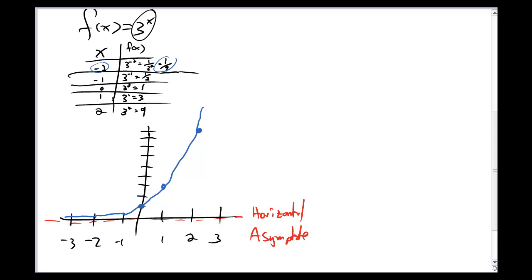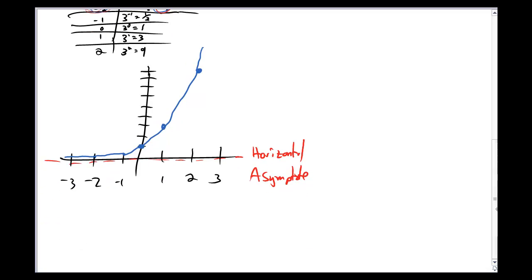I never get below 0 because every time I plug in more and more negative numbers, it gives me a fraction that has a larger denominator, but that's never quite 0. It's always slightly bigger than 0. So this is the shape for an exponential function. As you can tell from this shape, what's happening is two things.